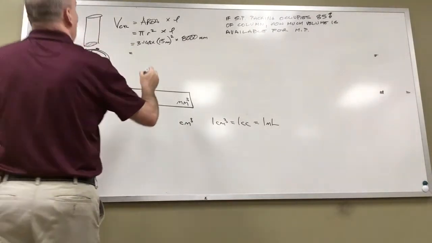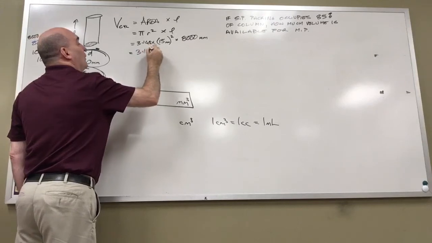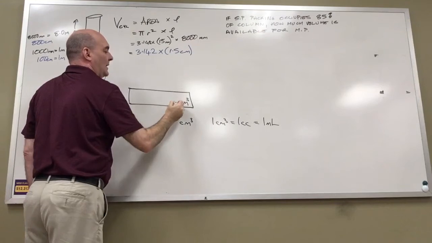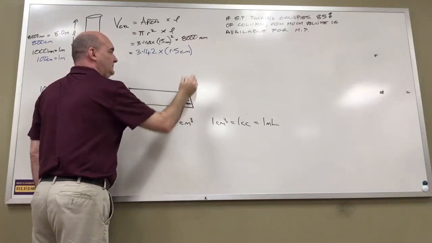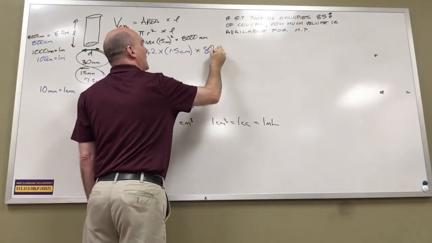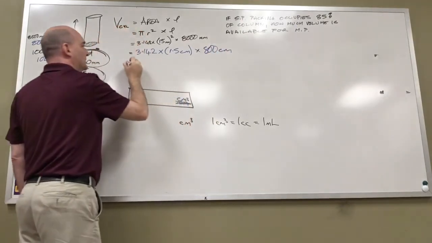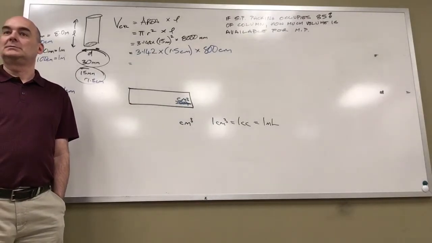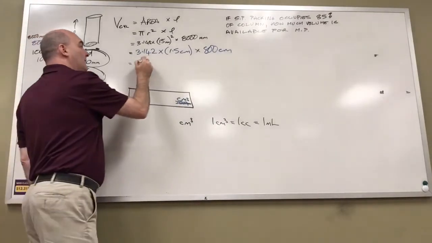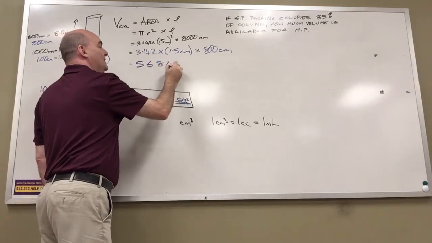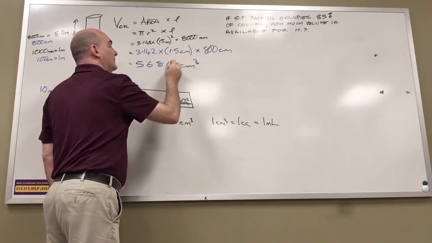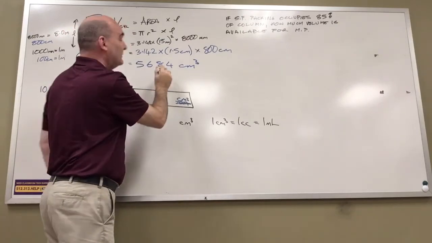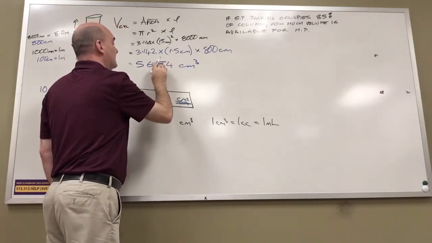So this just became 3.14159 times 1.5 centimeters squared, thank you, times 800 centimeters. 5,654? Does anybody agree? I can check.